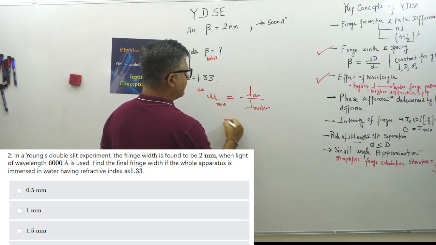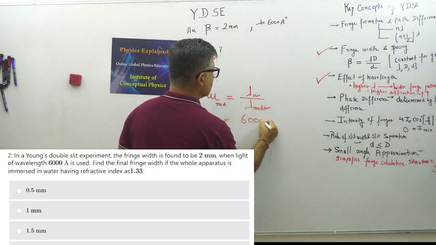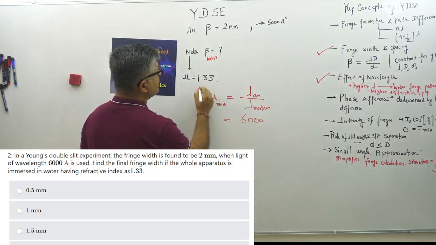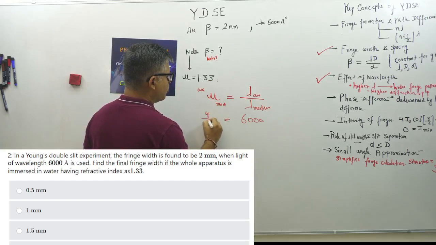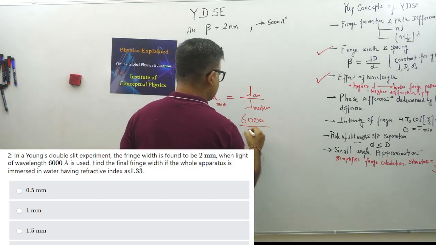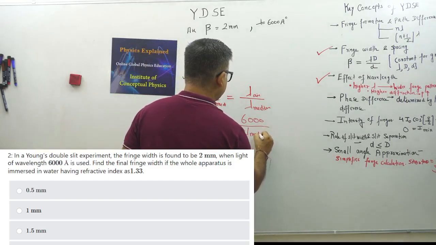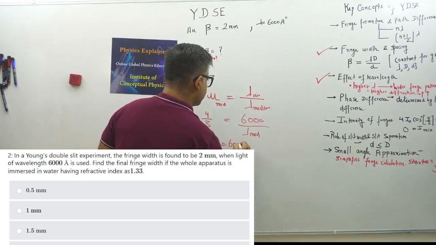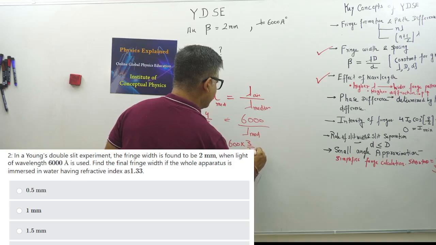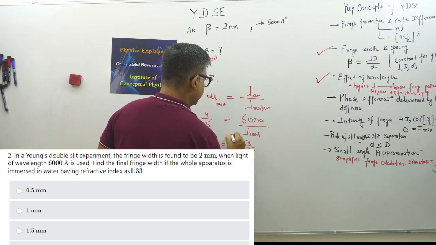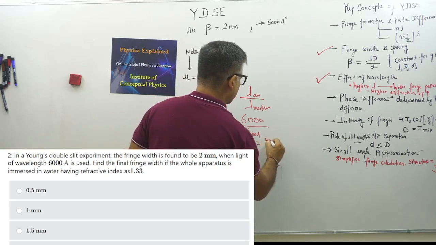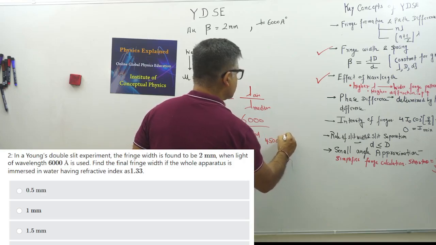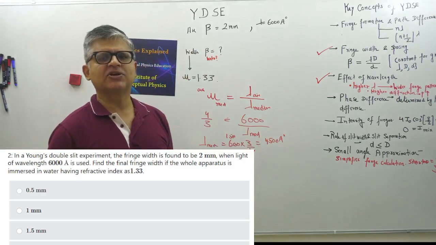Okay, so lambda air is given to be 6,000, and the refractive index is given as 1.33. I'm going to write it as 4 by 3 actually. So lambda medium is given by 6,000 into 3 by 4, which is 4500 angstrom. So you can see the wavelength has gone down.